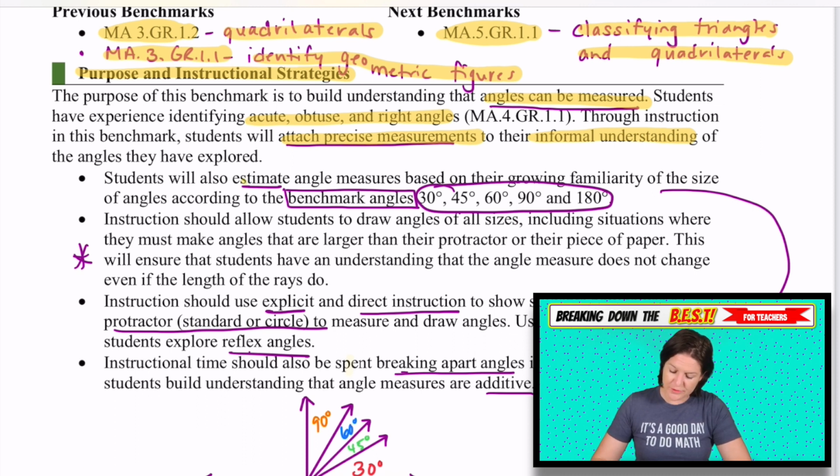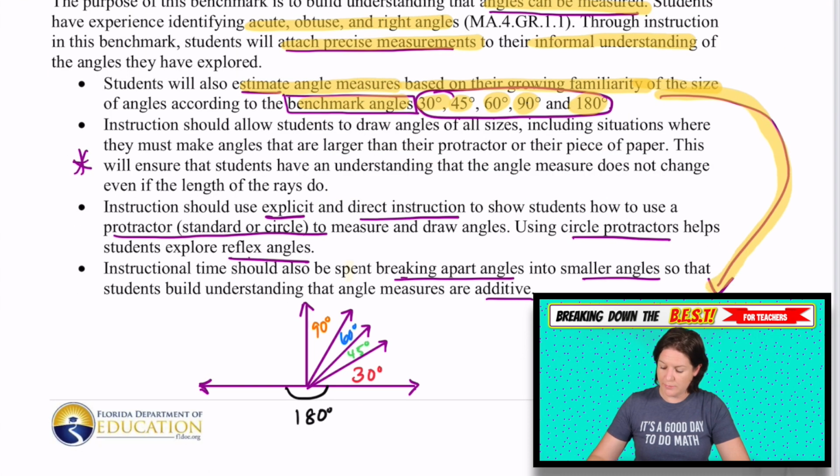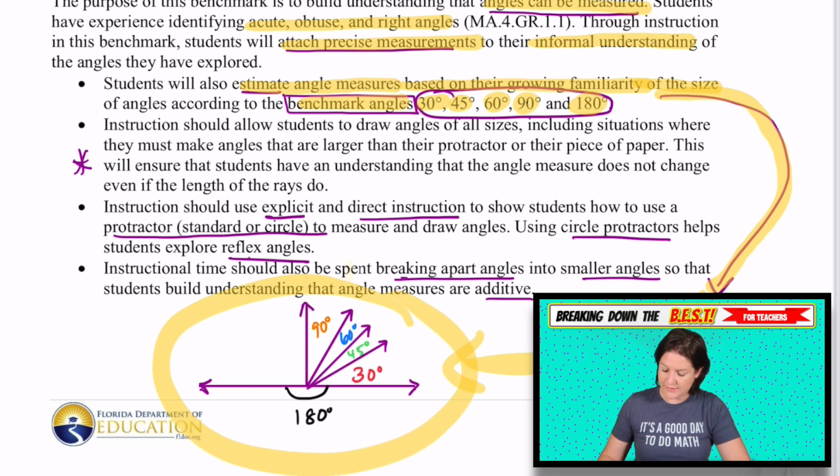It says that students will also estimate angle measures based on their growing familiarity with the size of angles according to the benchmark angles: 30 degrees, 45 degrees, 60, 90, and 180 degrees. And you can see I have a little diagram right over here that has all of that. So these are the benchmark angles that they're referring to.